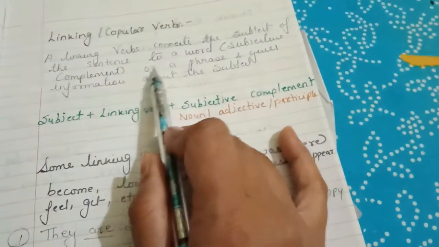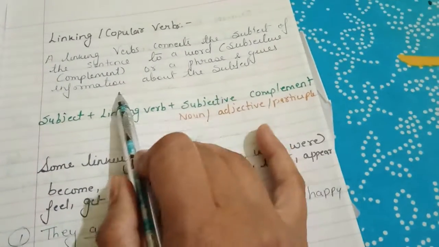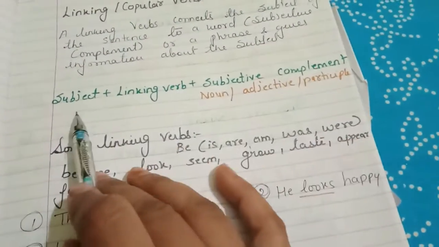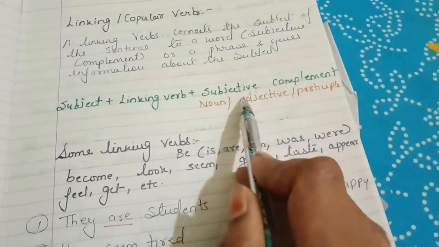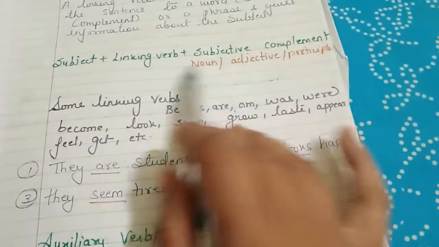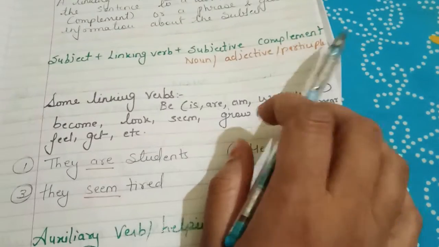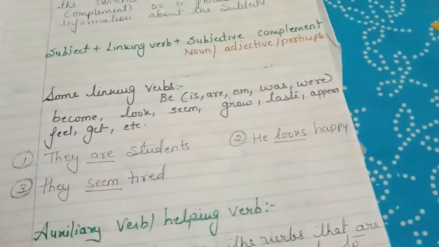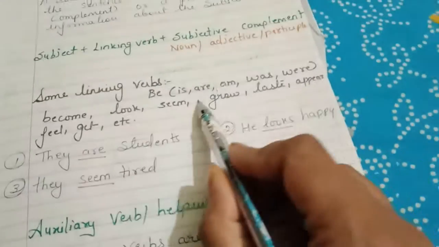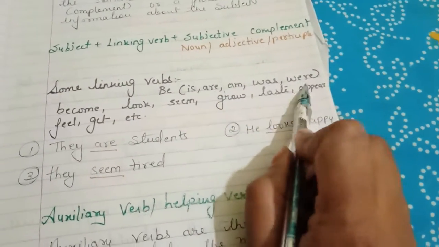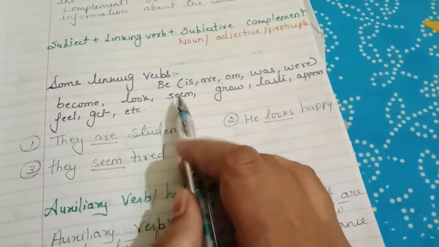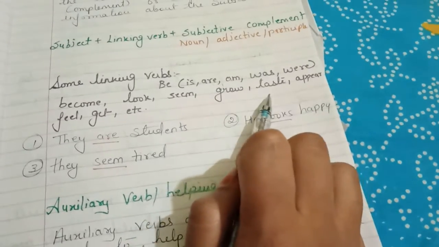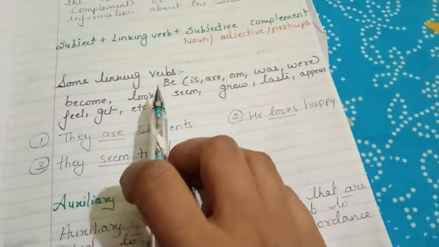Subjective complement, or a phrase, gives information about the subject. Subject plus linking verb plus subjective complement. This is the sentence structure. Some linking verbs are be, is, are, am, was, were, become, look, seem, grow, taste, appear, feel, get, etc.